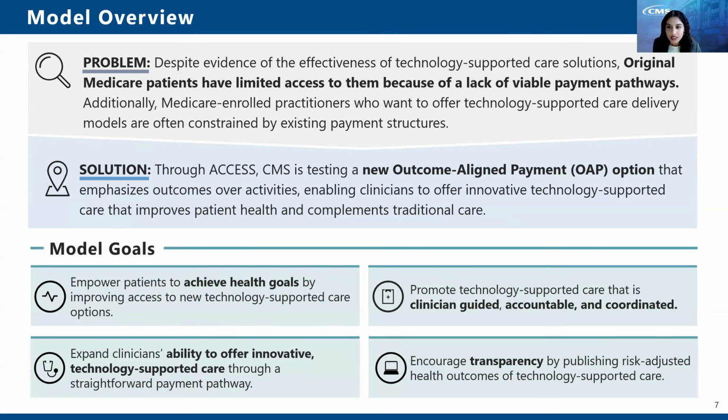So despite compelling evidence that technology-enabled care works, many patients with Original Medicare still cannot access these options due to a lack of reimbursement through traditional Medicare. For clinicians who are interested in technology-enabled care for their patients, the current Medicare payment structures often limit what they can realistically offer. Through ACCESS, CMS is testing a new outcome-aligned payment, or OAP, option that prioritizes results over activity volume. ACCESS strives to give technology-enabled care providers and organizations more flexibility to use innovative technology-supported delivery models that improve patient health and complement traditional care processes.